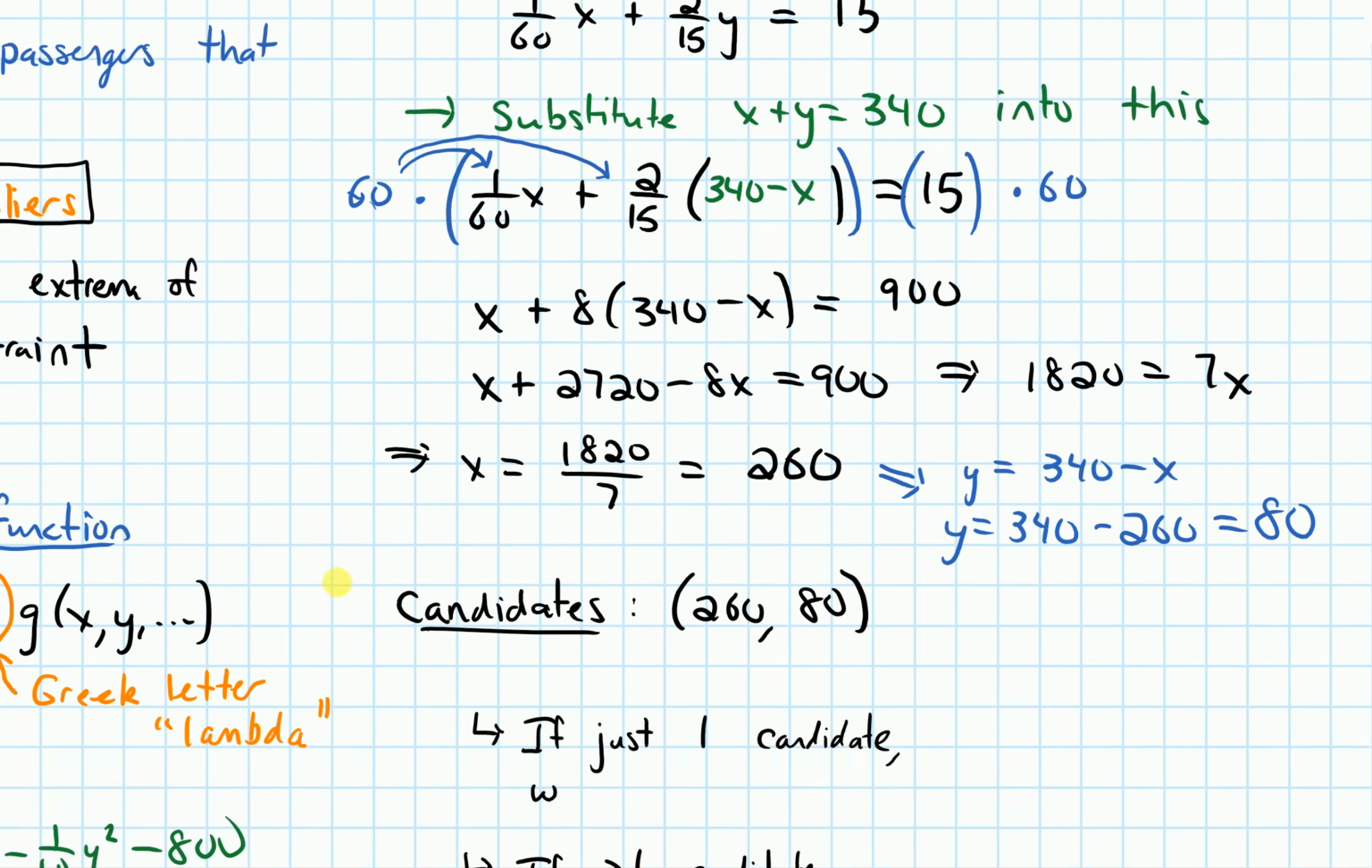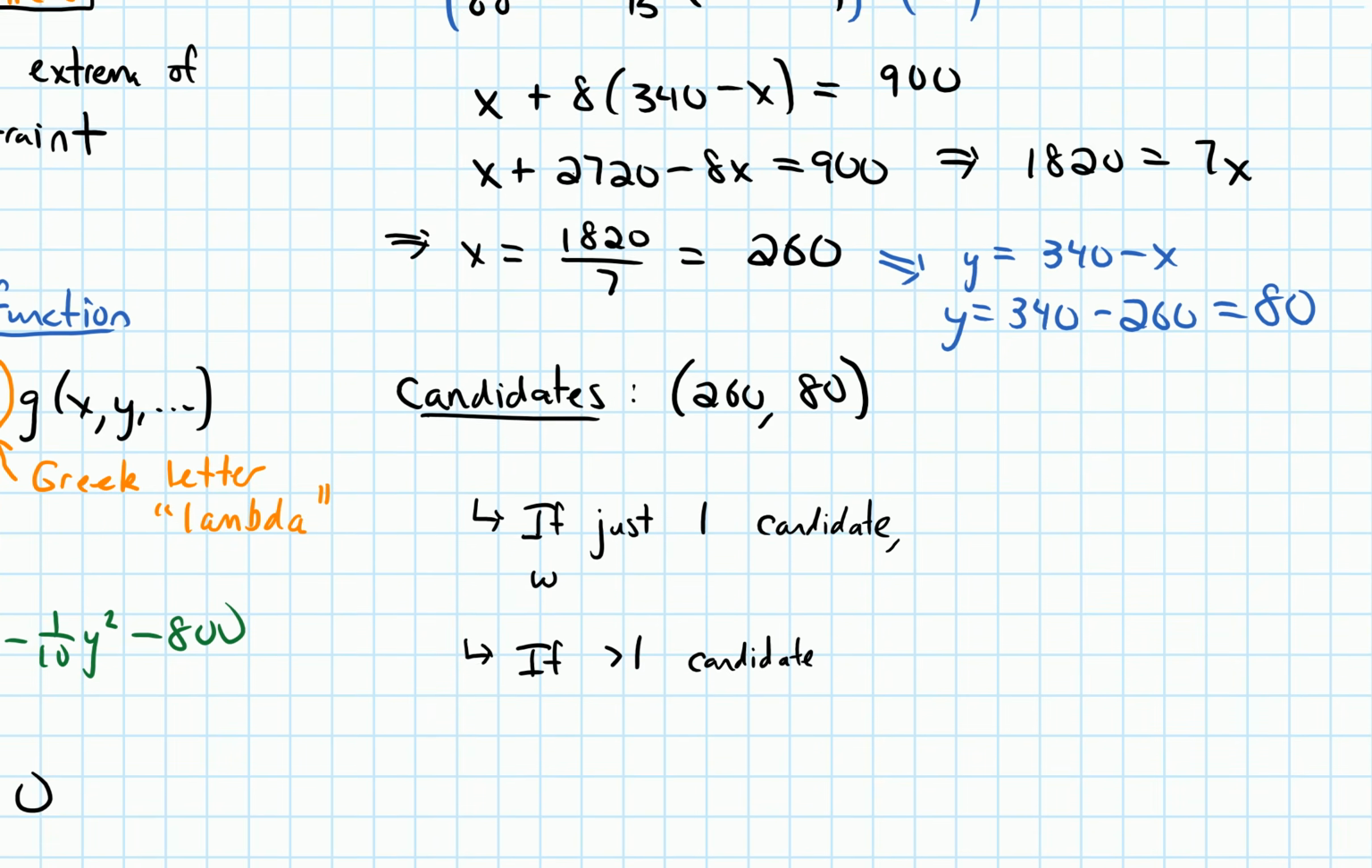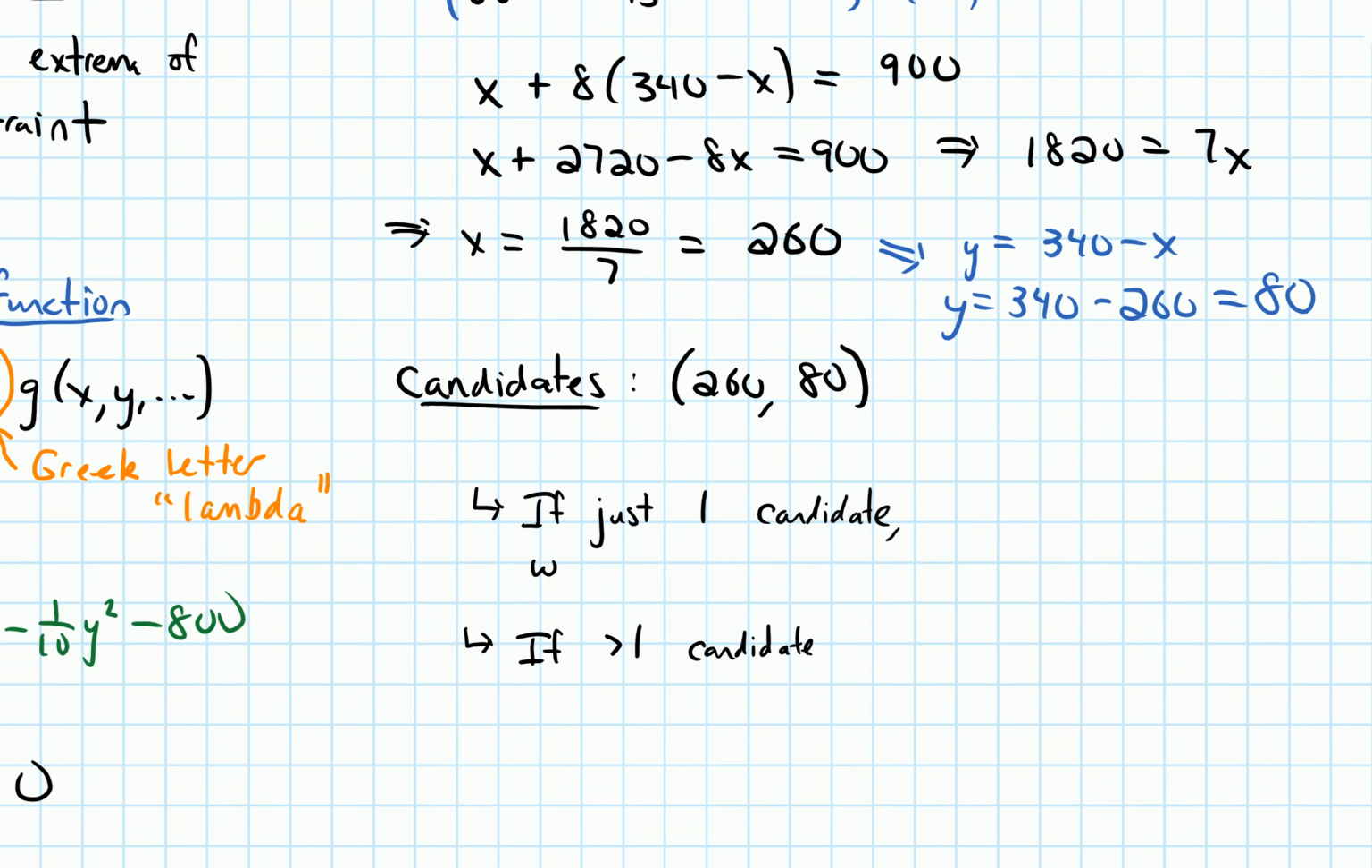Okay, so this is where we are going to make an assumption. If we go through this process of doing Lagrange and we just get one candidate, we are going to assume that it is what we want. So if our question was asking for a max, we're going to assume that this one candidate that we got is the max. If it was asking for a min, we're going to assume that this one candidate that we got is a min.